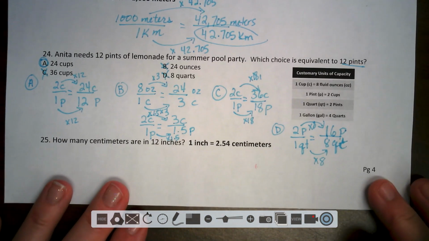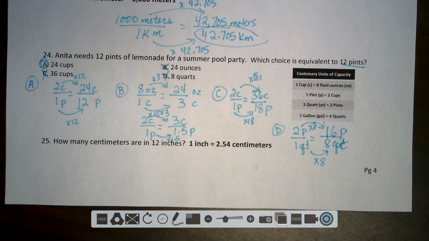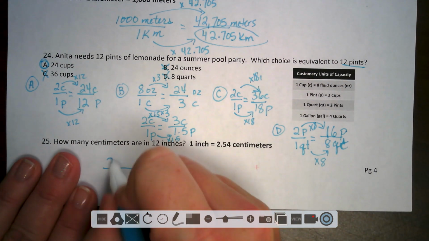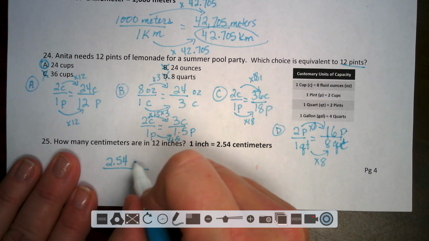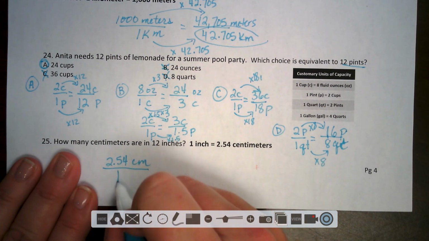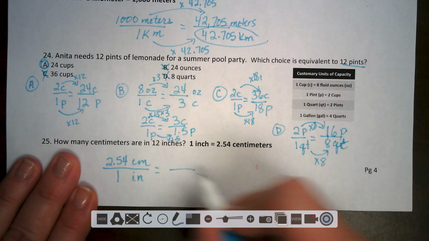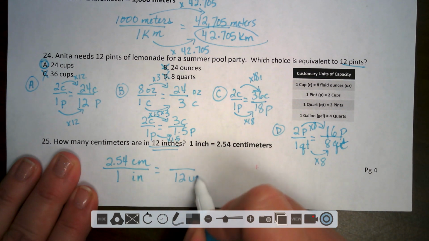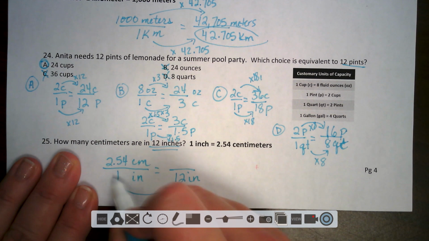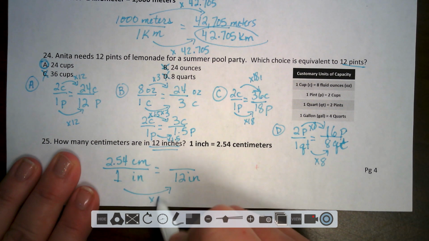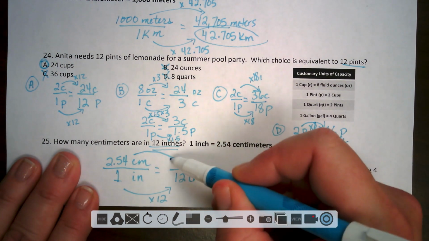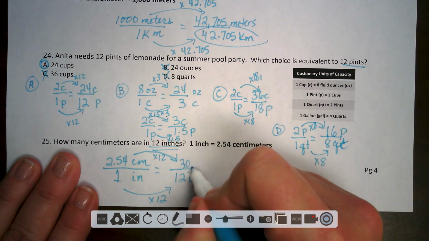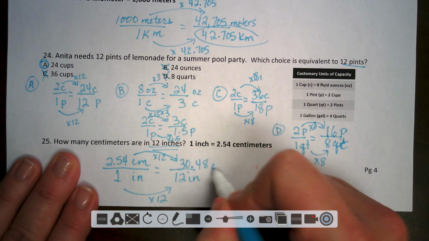Last one, 25. How many centimeters are in 12 inches? They've given us our unit rate, so I have 2.54 centimeters to 1 inch. They would like to know how many are in 12 inches. How do I get from 1 to 12? I multiply it by 12. So 2.54 times 12 is going to give you 30.48 centimeters.